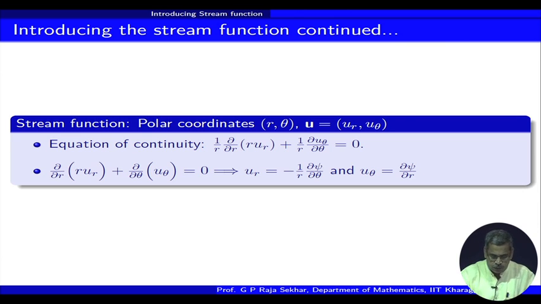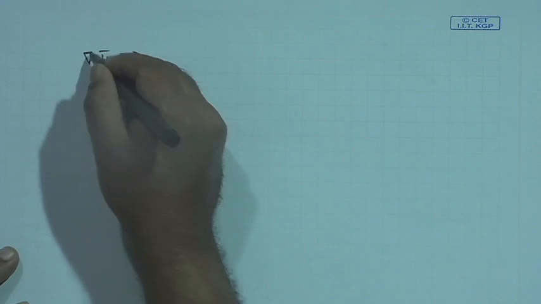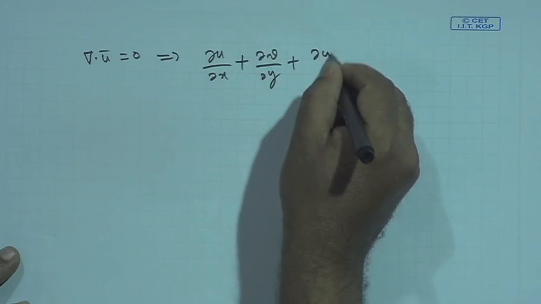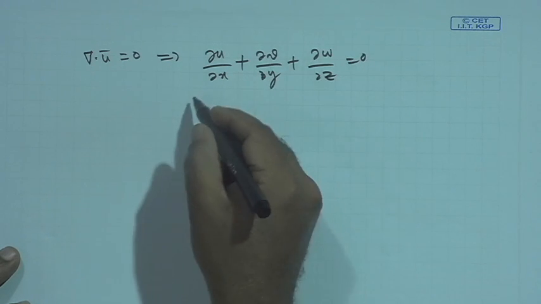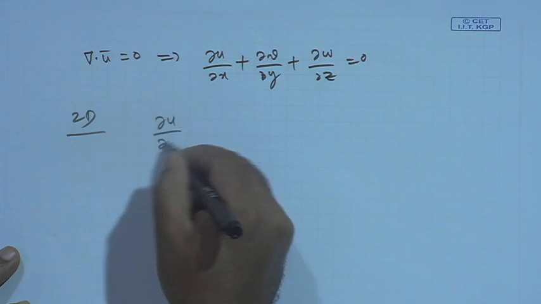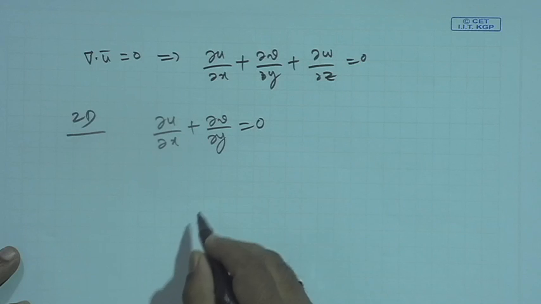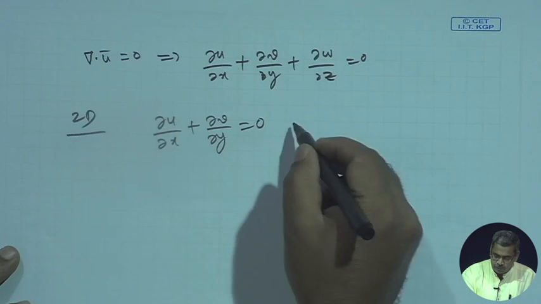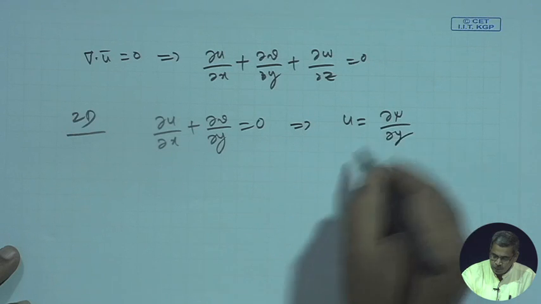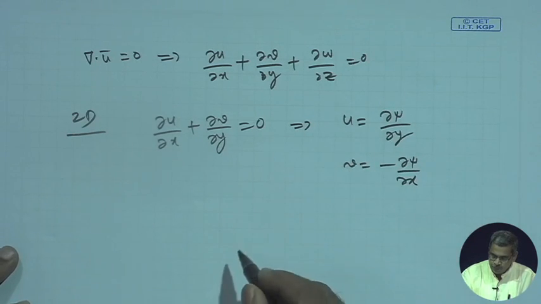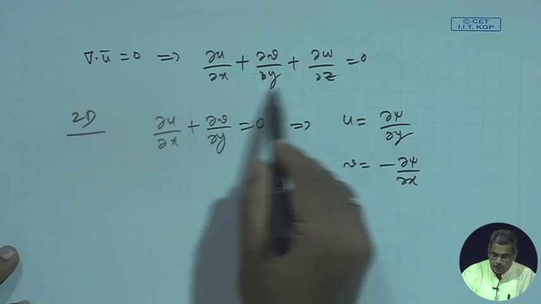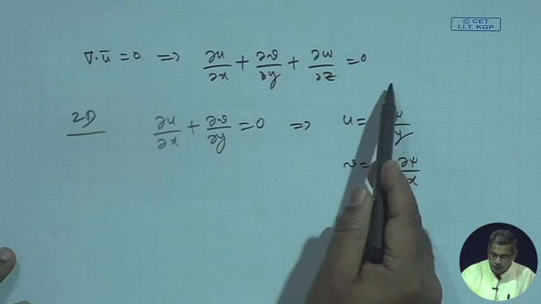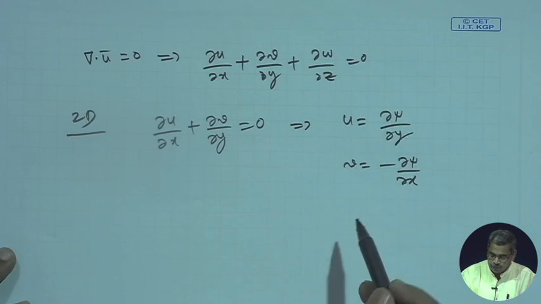So far we discussed divergence of u equals 0, which implies dou u dou x plus dou v dou y plus dou w dou z equals 0. But restricting to 2D, and since we have an x derivative, we introduced a y derivative, and for the y derivative a negative x derivative, so we have u equals dou psi by dou y, and v is minus dou psi by dou x. Now, the question is, can we introduce such a function for a general 3-dimensional equation of continuity? Unfortunately, we can't. Whatever the combinations, you will not be able to capture this in terms of one single scalar function.